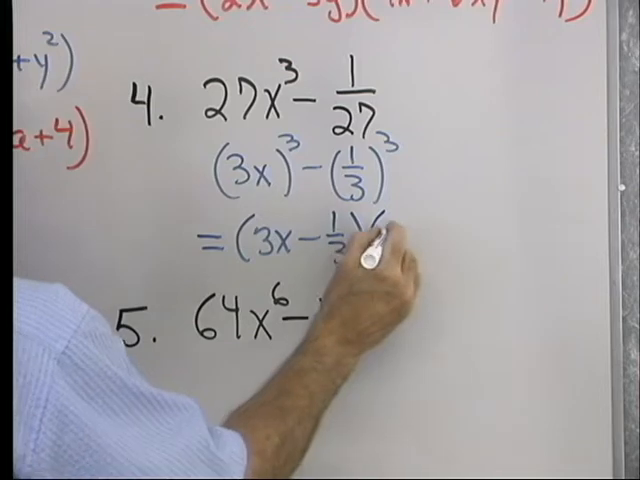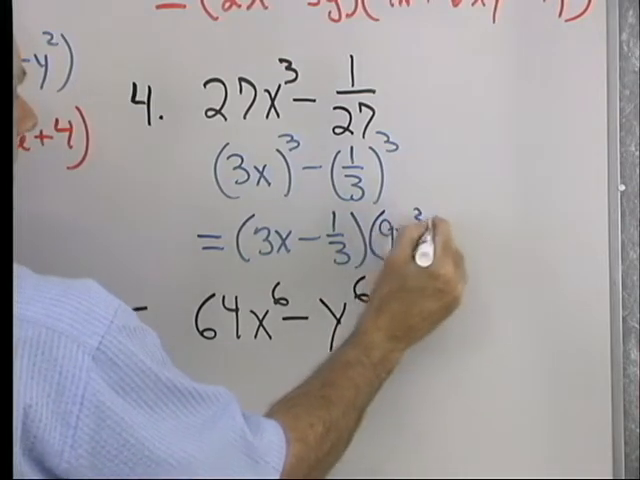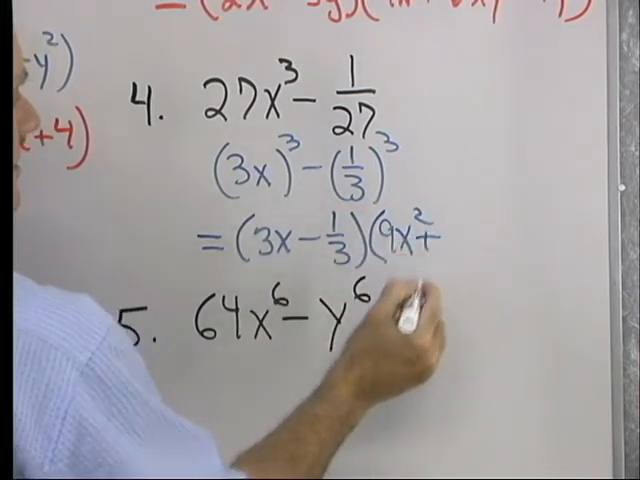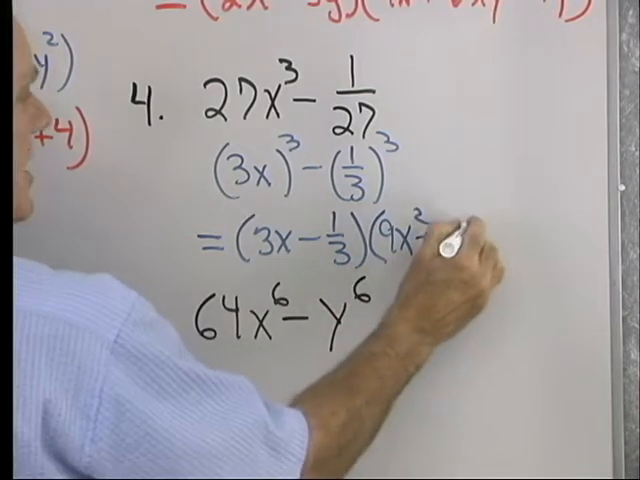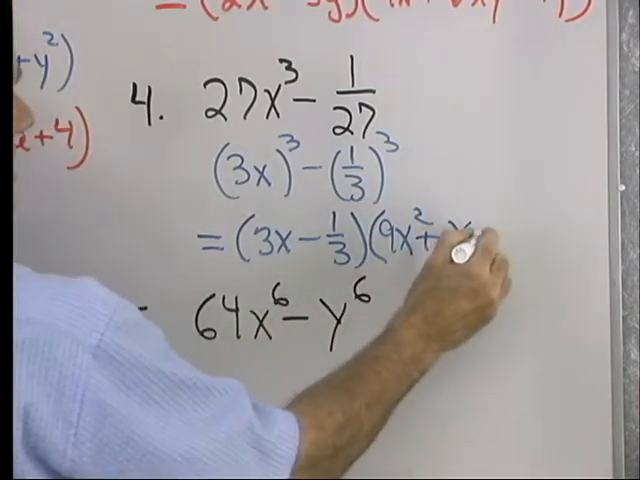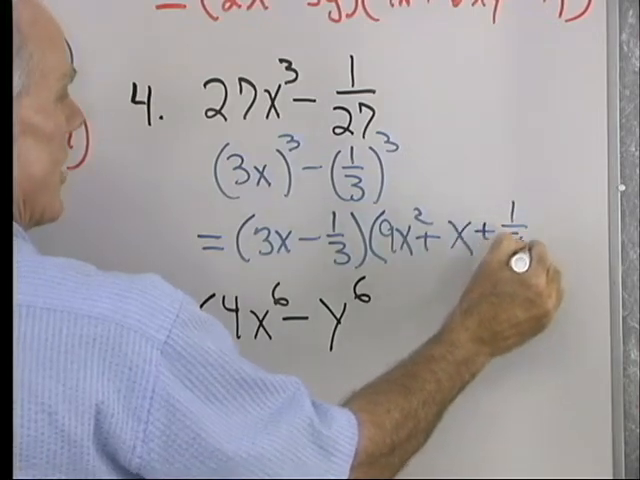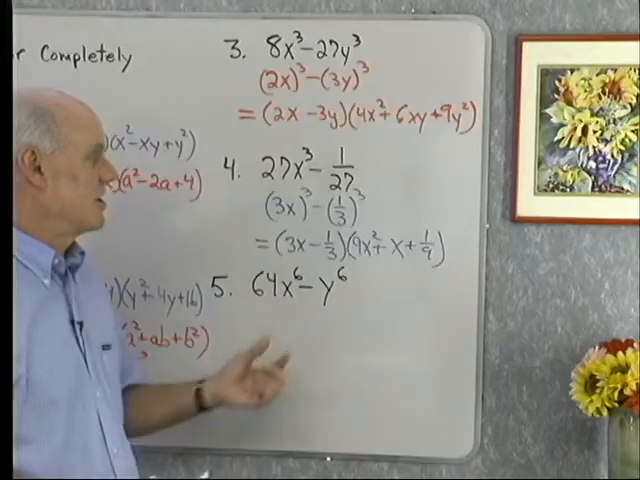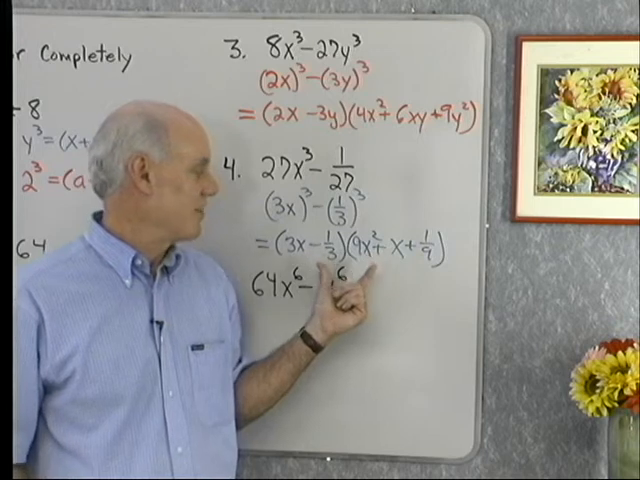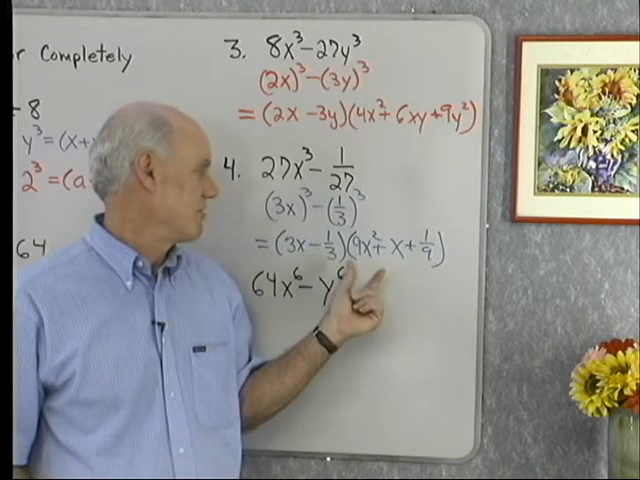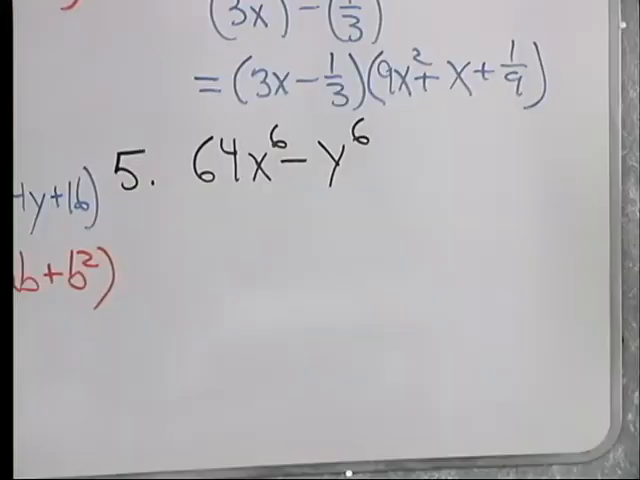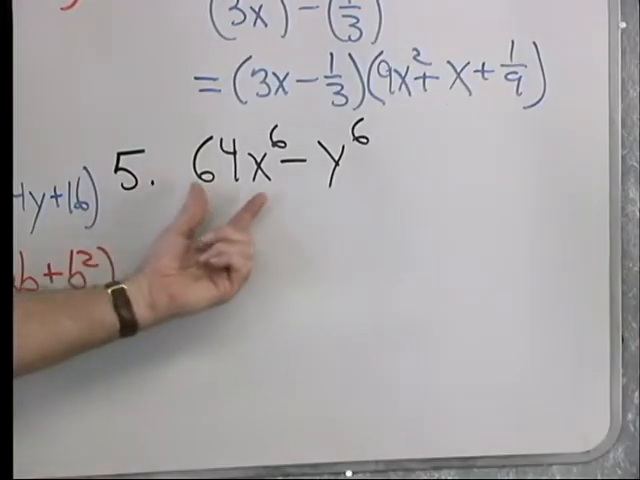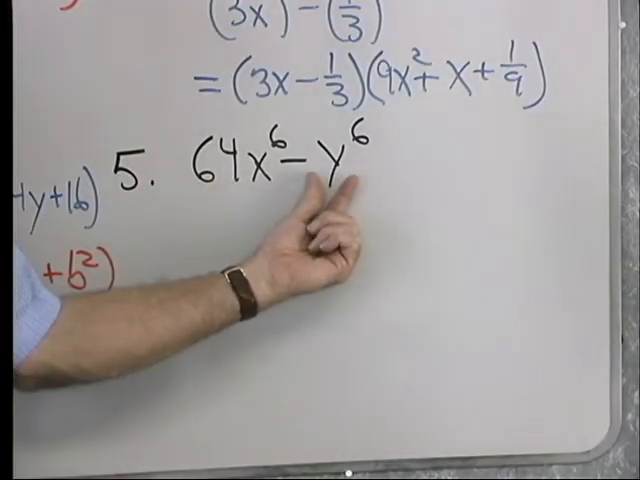I square this term, 9x squared. I change this sign, plus. I multiply these two together. 1/3 times 3x is x. And then I square the last term, 1/9. That's the factorization of this, and I got it because I've memorized that factorization formula for the difference of two cubes. Here's another problem. Problem number 5, I have 64x to the 6th minus y to the 6th.